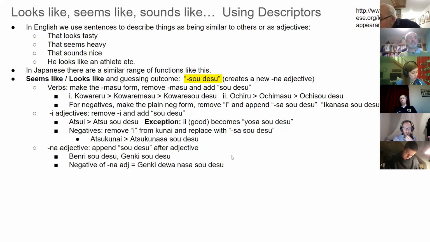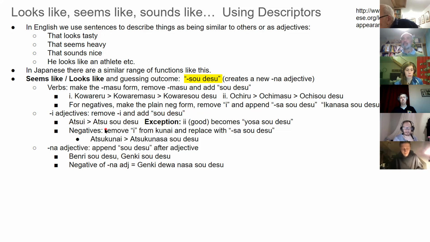So, you know, kawarimasu, we break off the "mas" and stick in "sou desu". So we never get to say the whole verb. Ochimasu, we break in there with "sou desu": ochi sou desu. You never get to say ochimasu. You just say ochi sou desu. And again, ochinai, we don't get to say ochinai in the plain form. The "sou desu" rams itself in between the "na" and the "i" and becomes ochinasa sou desu.